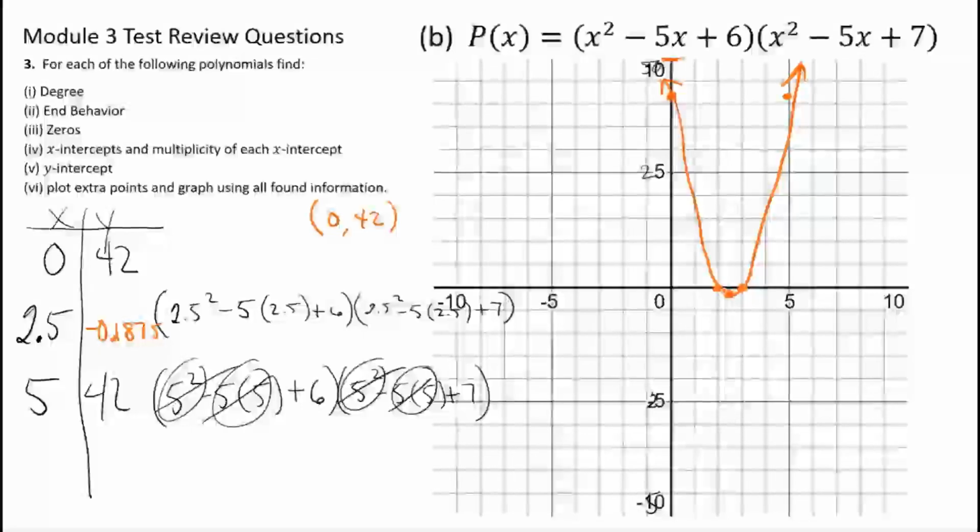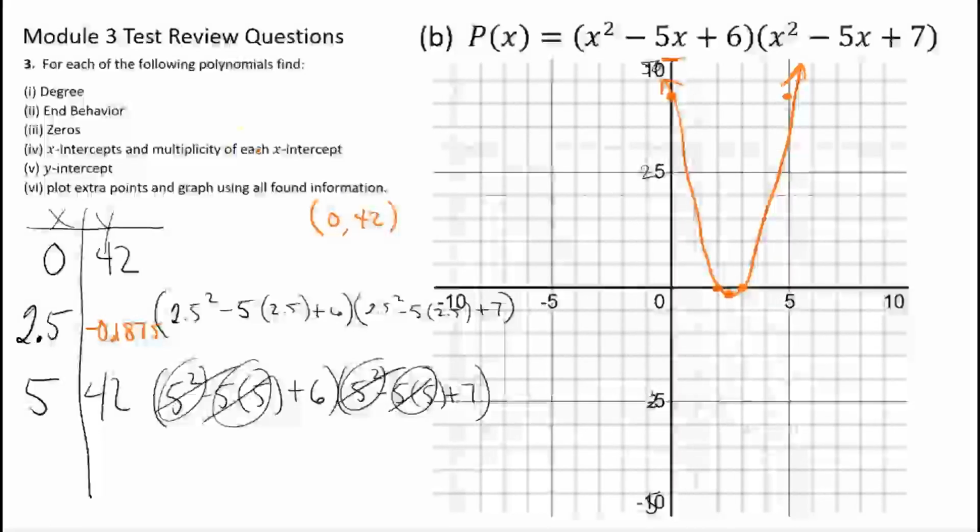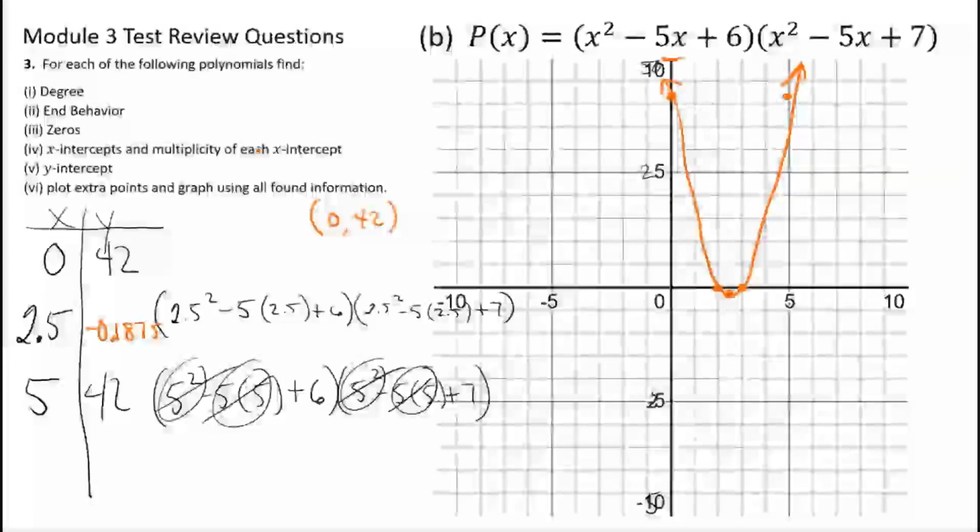So again, plotting points, I really want you to be comfortable with finding degree, end behavior, zeros, which ones of those zeros are x-intercepts, and what is the multiplicity of each of those. Here the multiplicity was 1 for all of the x-intercepts. Y-intercept, and then plot extra points. And you can always get a rough estimate of what the graph would look like. We can't do it perfectly yet because you need to take calculus to get an exact graph and to find maximums and minimums, but we can come really, really close.